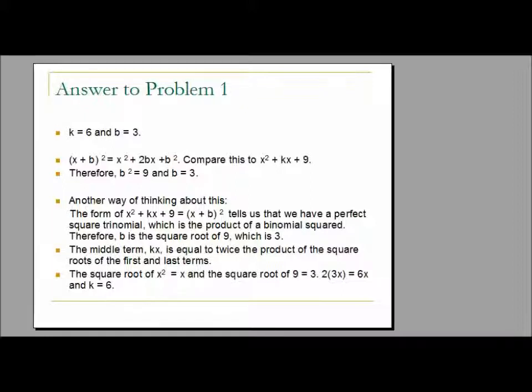Another way of thinking about this is the form x squared plus kx plus 9 equals (x plus b) quantity squared. That tells us that we have a perfect square trinomial, which is the product of a binomial squared. Therefore, b is the square root of 9, which is 3. The middle term, kx, is equal to twice the product of the square roots of the first and last terms. The square root of x squared is x, and the square root of 9 is 3. 2 times 3x equals 6x, and k equals 6.